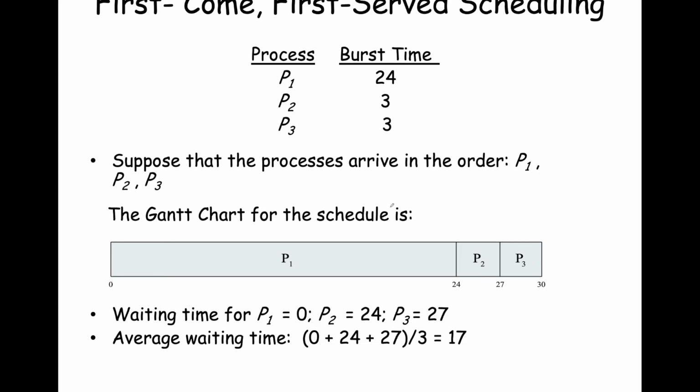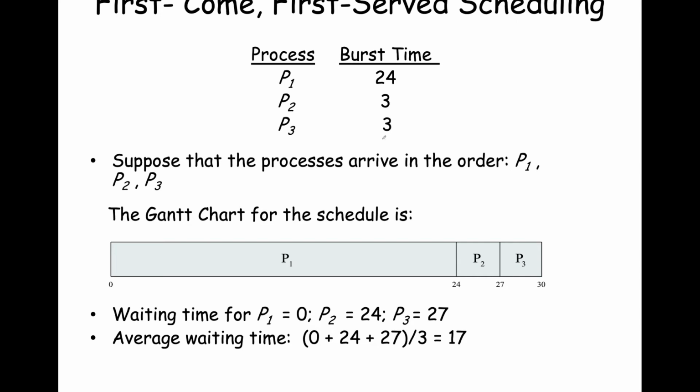So let's suppose here, and I'll describe this chart, which is also in the book. We have two columns. In the first column, we have the process: process P1, process P2, and process P3. And then the burst time is the amount of time they need to run. Process P1 takes 24 milliseconds to run, process P2 takes 3 milliseconds, and process P3 lastly takes 3 milliseconds.